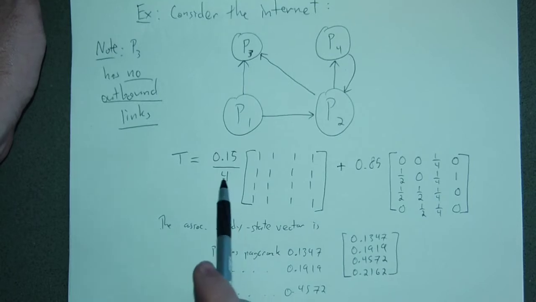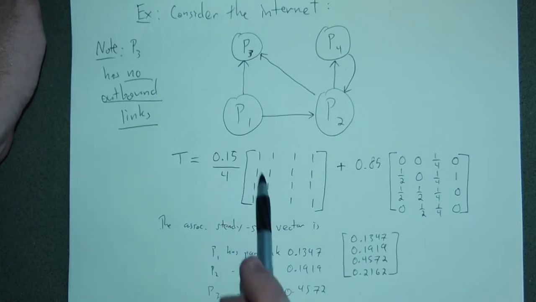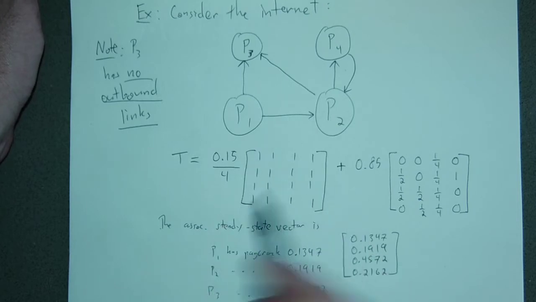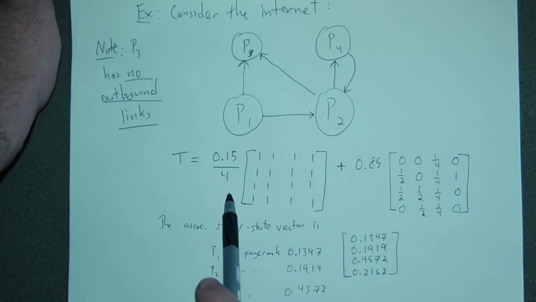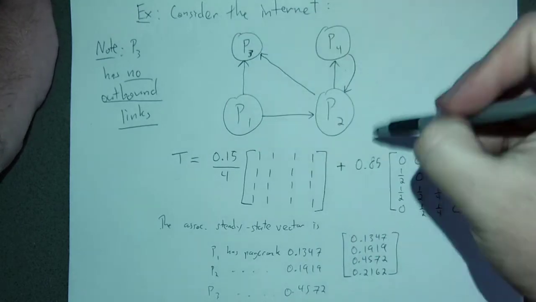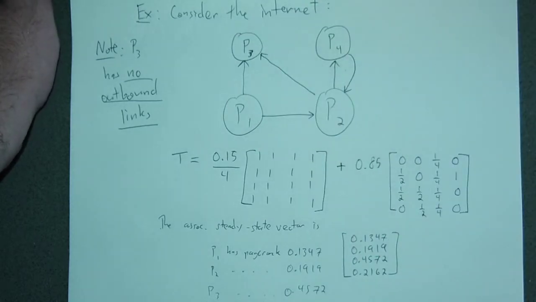So if you like, I could distribute this 1/4 here so that this is 0.15, and technically all these entries are not just one, they're 1/4, but it's just easier to write this. So all these entries are 1/4, and that's because 15% of the time, regardless of where I am, the choice is entirely random. There are 4 total websites, and so the chance that I end up on any given website is 1 in 4, right? It's 1/4.